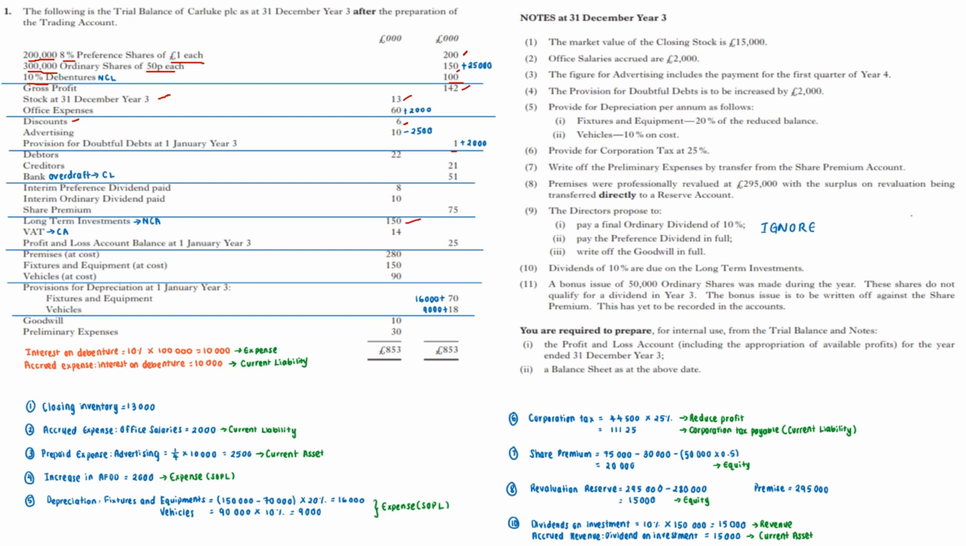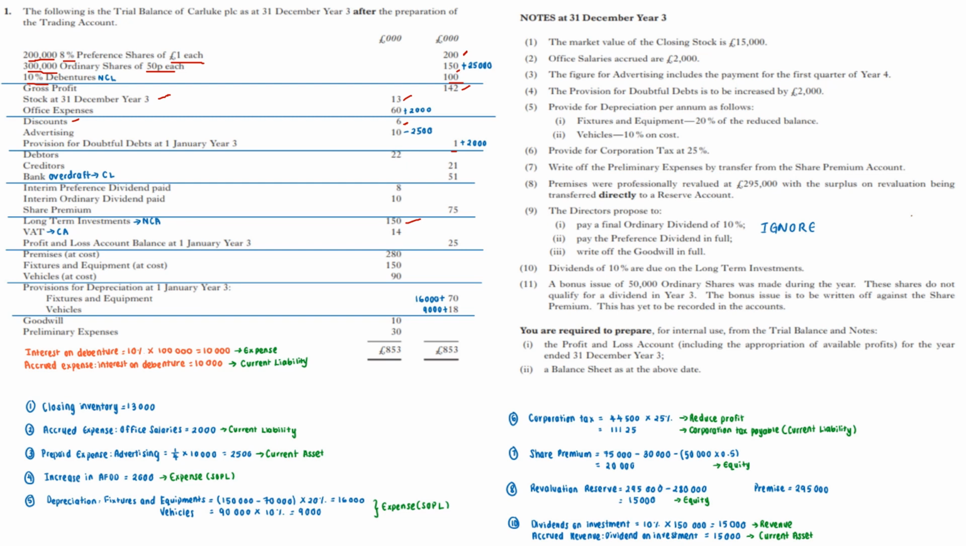VAT, value added tax, can be either a current asset or a current liability, depending on whether it's on the debit or credit side. So now, what is VAT? VAT, or value added tax, is when a business owes tax to the company and the customers owe tax to the business. So it depends on whether the amount that the business owes is higher or lower than the amount that the customers owe to the business. If the customers owe the business more than what the business owes, then it will be a current asset.